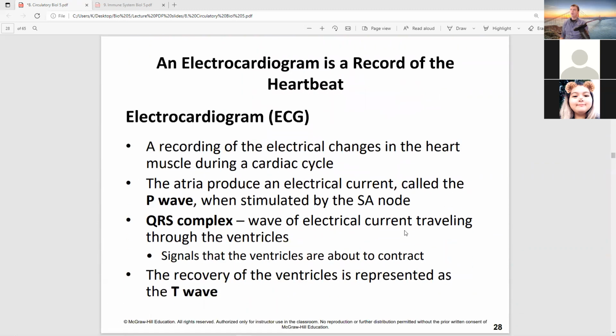Okay, so then an electrocardiogram is a record of the heartbeat. This is a recording of the electrical changes in the heart muscle during a cardiac cycle. So the atria produce an electrical current called the P wave, when stimulated by the SA node. Then you have the QRS complex, which is a wave of electrical current traveling through the ventricles. And this signals that the ventricles are about to contract. And then the recovery of the ventricles is represented as the T wave.